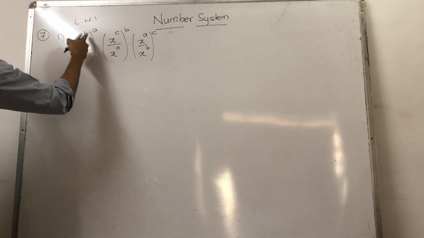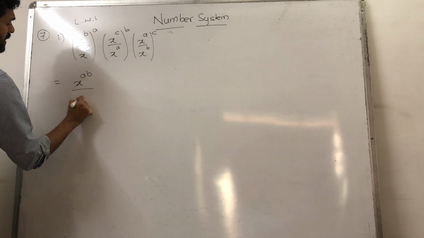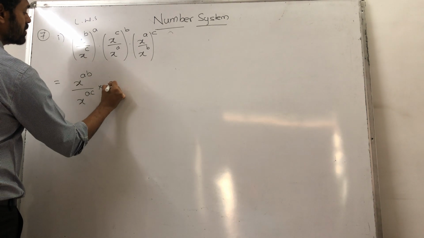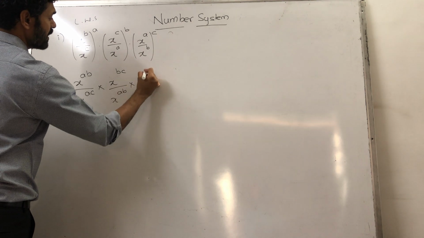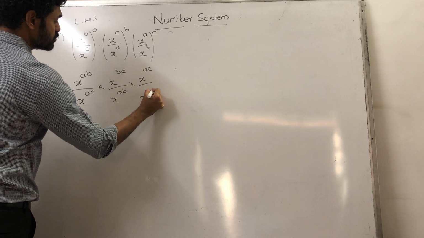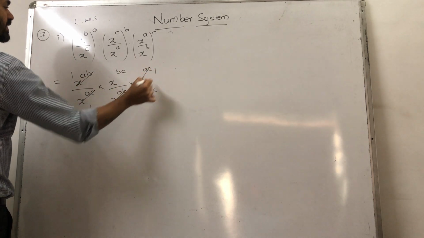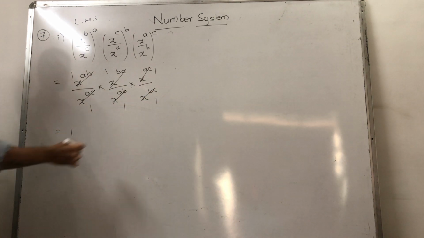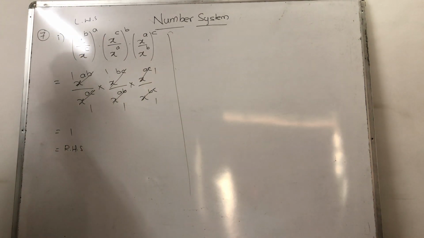Now you will multiply this to the exponents. So b into a, x raised to ab in the numerator, c into a, x raised to ac in the denominator. Same way, this would be x raised to bc, x raised to ab. Similarly, x raised to ac, x raised to bc. X raised to ab in the numerator, denominator gets cancelled. X raised to ac, numerator, denominator gets cancelled. X raised to bc, numerator, denominator gets cancelled. Everything gets cancelled. Your value is 1, which is your RHS. So that was the first sum of question 7.